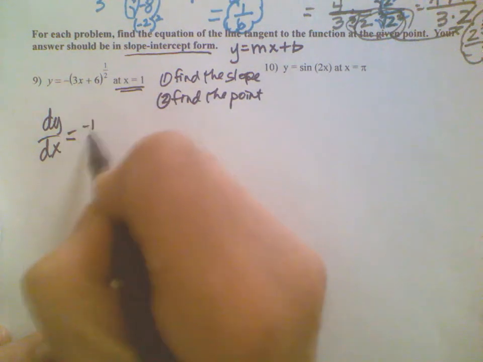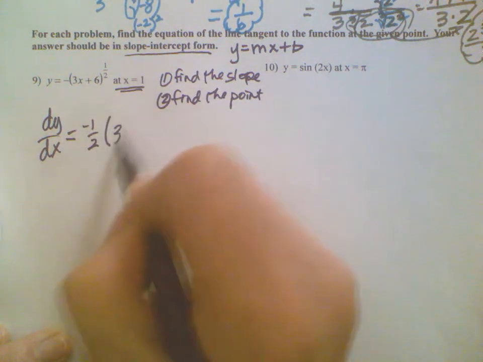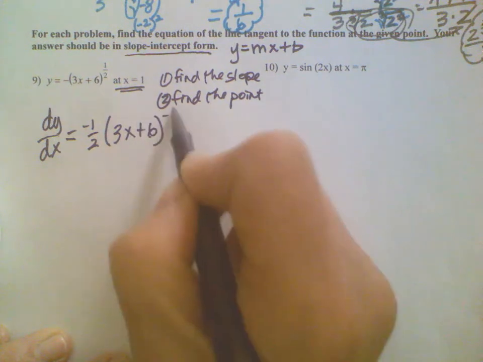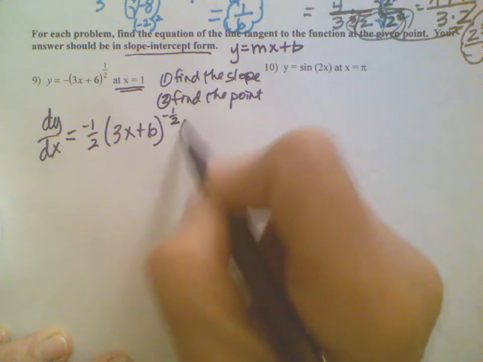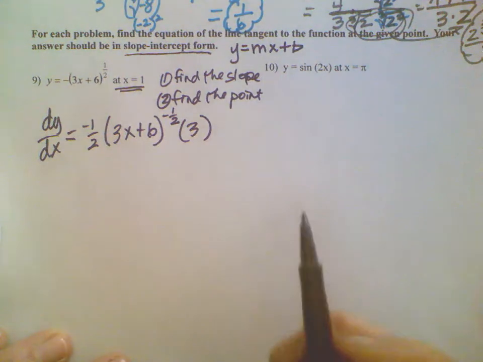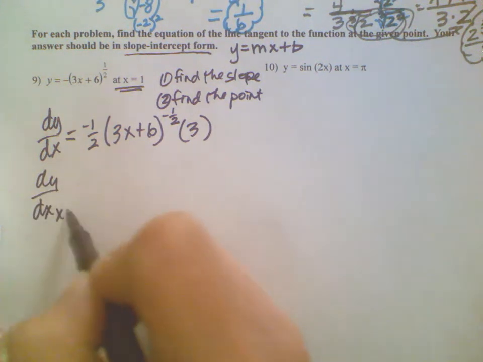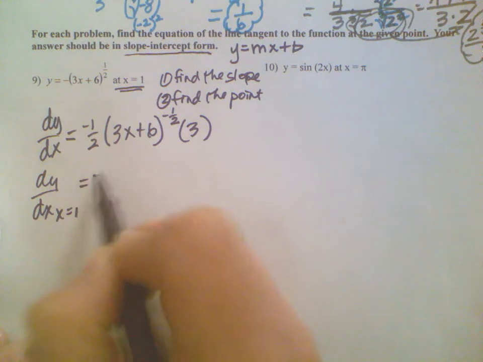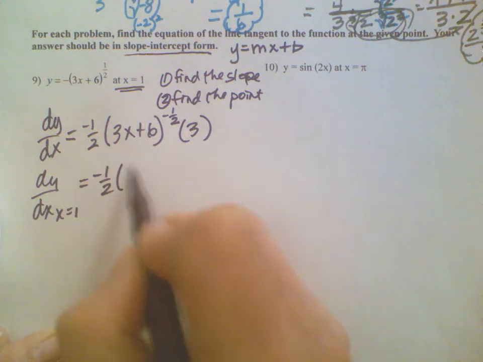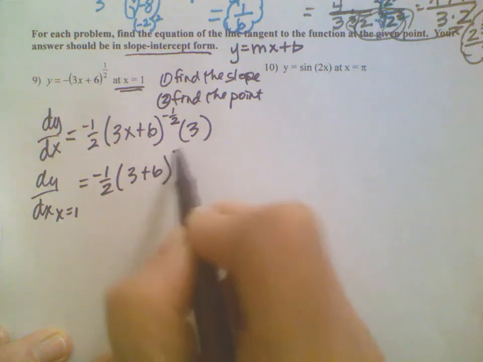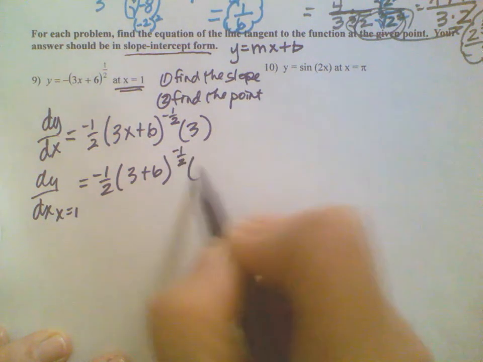This is -1/2 times 3x plus 6 to the -1/2 power times 3, just applying the chain rule. Then I'm going to evaluate this, dy/dx at x equals 1, because that's what I'm given, so that's -1/2 times 3 plus 6 to the negative 1/2 times 3.